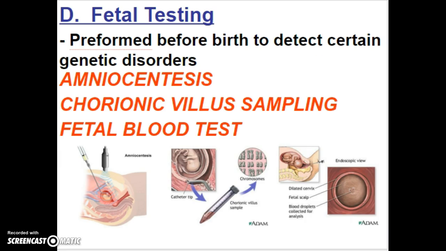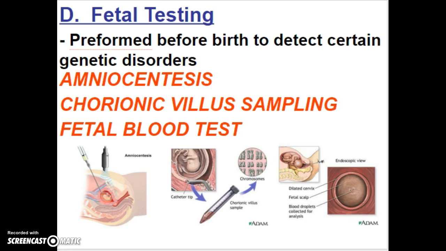There are different tests that can be performed before birth to detect certain genetic disorders. These would only be done if there was, for example, a family history of certain types of conditions or disorders that would be of concern to the parents.